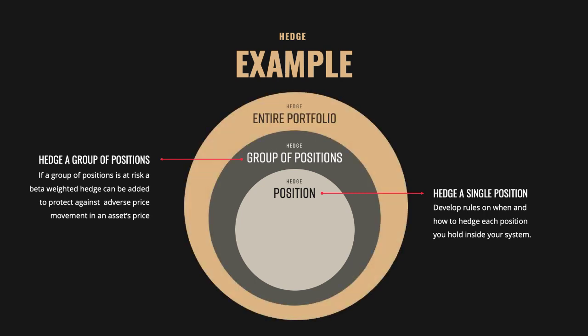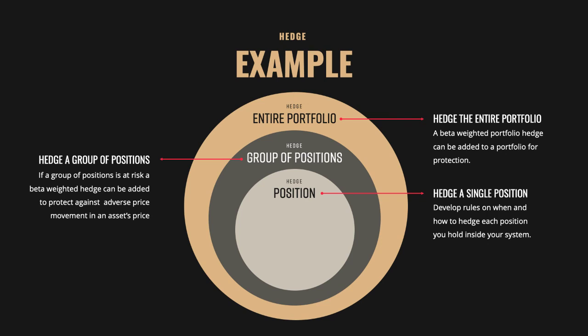And then, again, you can hedge an entire portfolio. A beta-weighted portfolio hedge can be added to a portfolio as protection, and traders will use options, put options, or futures contracts or some other instrument to offset downside market risk for an entire portfolio.